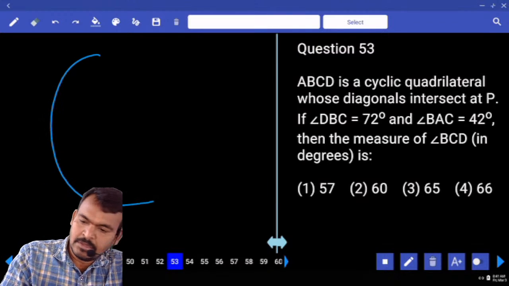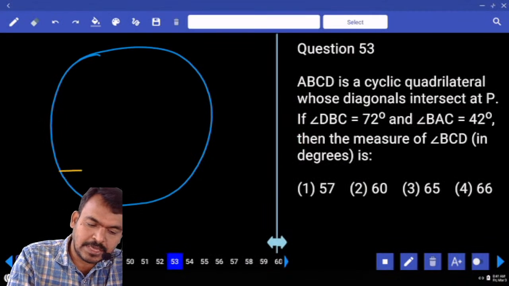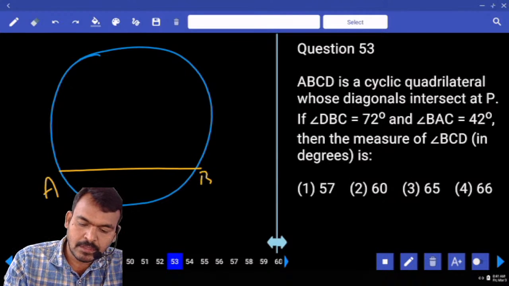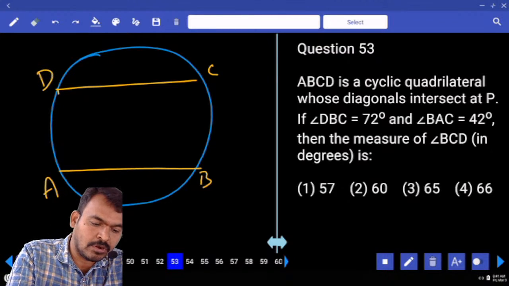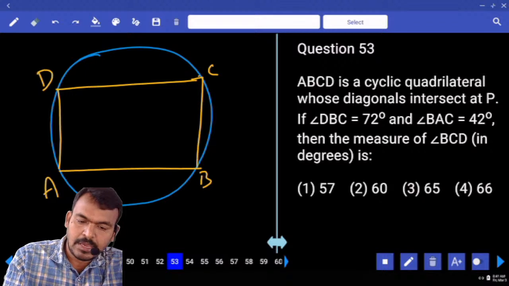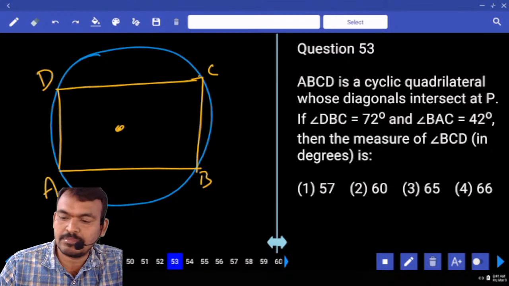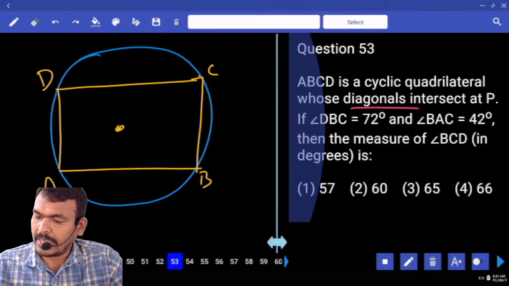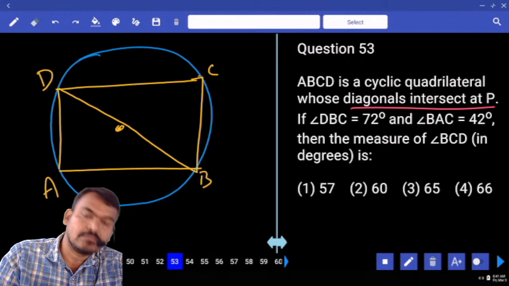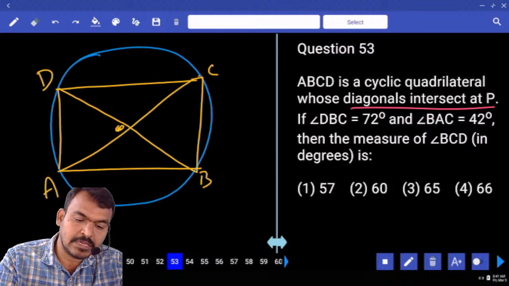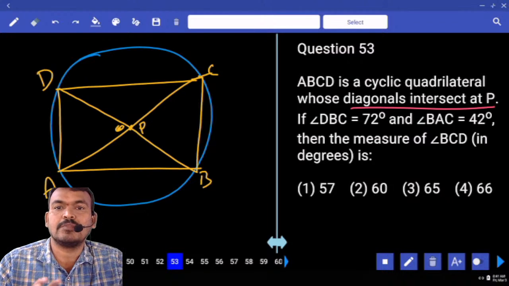First of all, ABCD is a cyclic quadrilateral. This is the center of the circle. The diagonals intersect at P. The diagonals are BD and AC. Their meeting point is P. It is not the center point, it is the meeting point.